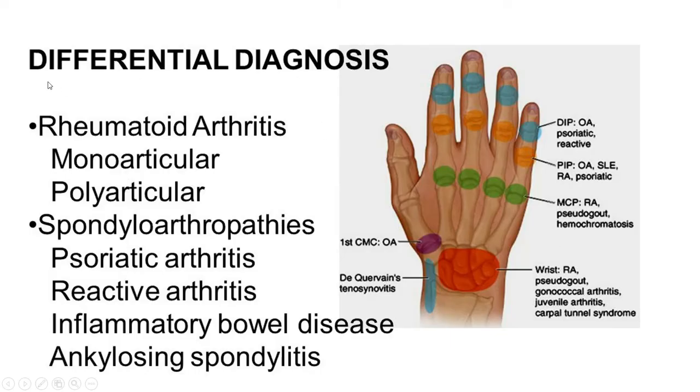Now, the differential diagnosis of small bone tenderness. If there is any tenderness over the small bones, it may be associated with rheumatoid arthritis, pseudogout, gonococcal arthritis, or juvenile rheumatoid arthritis, and with swelling, you have to think about it. If the metacarpophalangeal joint, then it seems to be rheumatoid arthritis, pseudogout, and hemochromatosis also. If the first metacarpal joint, then it seems to be osteoarthrosis.